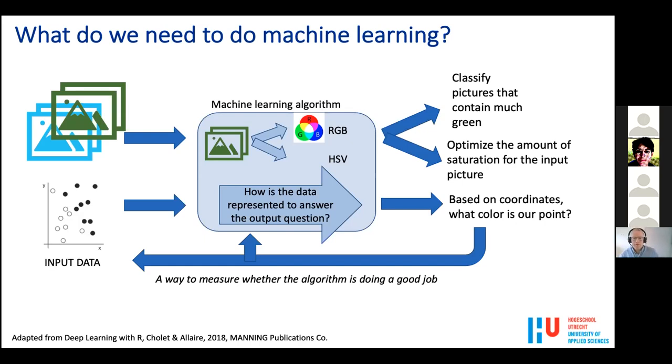But what we do need, if we do machine learning, is a way to measure whether the algorithm is doing a good job. So most of the time you need a measure, and in deep learning, this measure is called the loss, and we'll talk a bit on that in a second, to see if the algorithm is solving the problem efficiently. Another measure to measure whether a machine learning algorithm is doing a good job is accuracy. Does the label that was associated with the input correspond to the prediction that the machine learning algorithm provided?